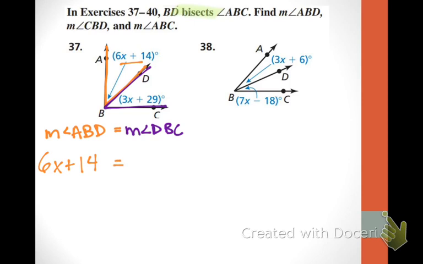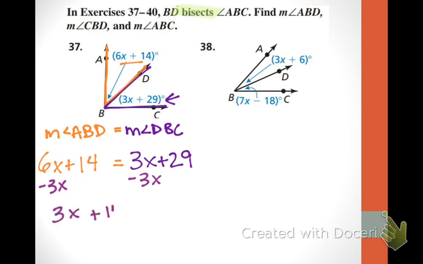And then what's the measure of DBC? Yep, 3x plus 29. And we set them equal, so now we just solve. What's my smaller x? 3x, so I'm going to subtract it. So we'll have 3x plus 14 equals 29. What's my next step? Subtract 14. 3x equals 15. Divide by 3 and x equals 5.